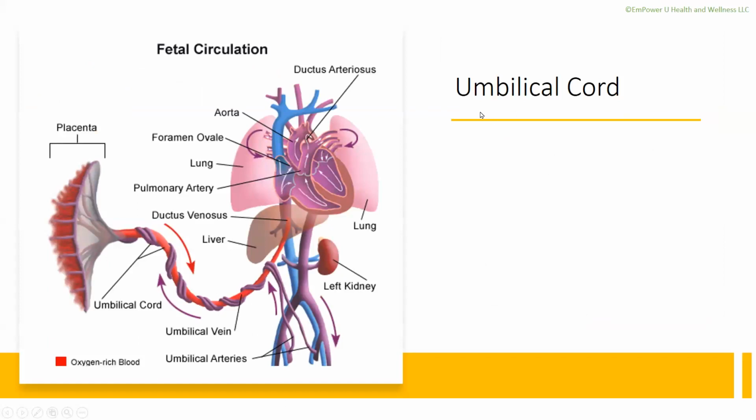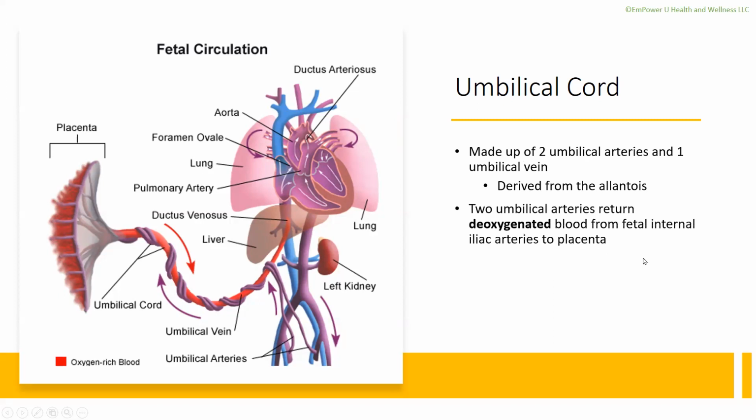Your umbilical cord. Of all the things we've talked about since week 8, the umbilical cord is the one structure I see tested on more commonly for embryology of these other support structures, mainly because it has some interesting components. It has 2 arteries and 1 vein. So it makes it kind of different. 2 arteries, 1 vein. It's derived from the allantois. You can see here, we have our umbilical cord moving all the way here, connecting up to the fetus from maternal circulation. The 2 umbilical arteries are returning deoxygenated blood from the fetal internal iliac arteries to the placenta.